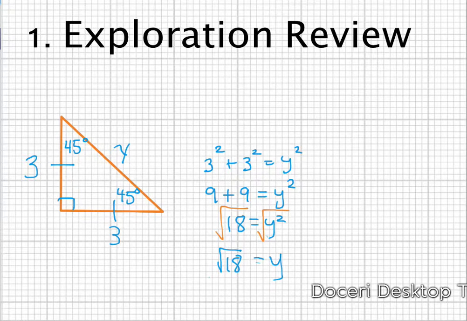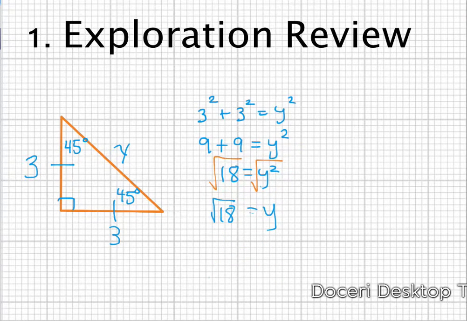Now, what that means is you need to factor this out. What two numbers multiply give you 18? Well, when you want to factor it out, since you have a square root, you want to find a perfect square, the highest perfect square that goes into 18. Well, that gives me 9 times 2. 9 and 2 give me 18, and 9 is a perfect square. So really, this is going to be square root of 9 times the square root of 2 equal to y.